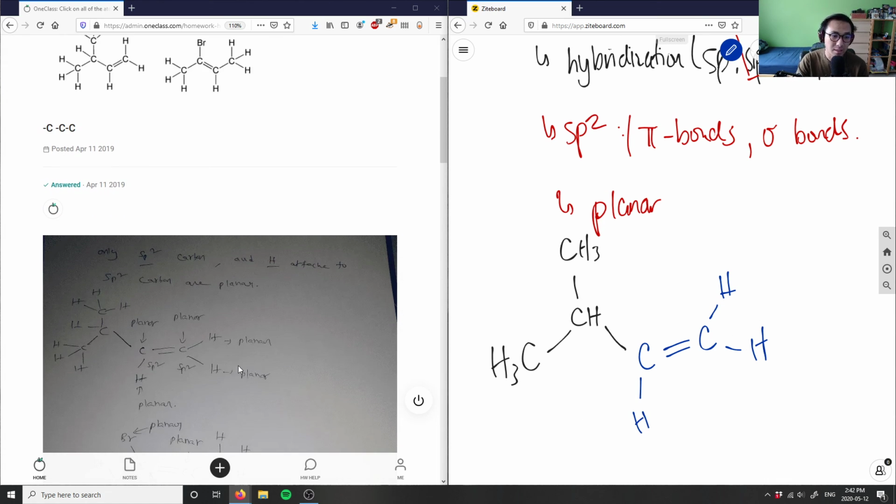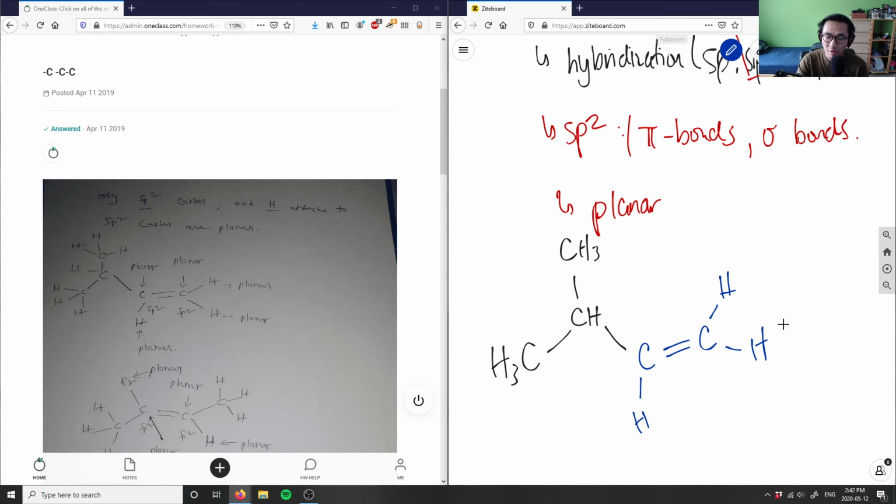Again, all the blue stuff here is planar. As you can see, 1, 2, 3, 4, 5. These are all planar, and this is our answer for the first molecule here.